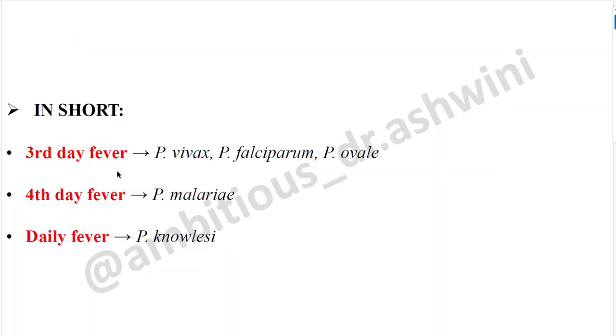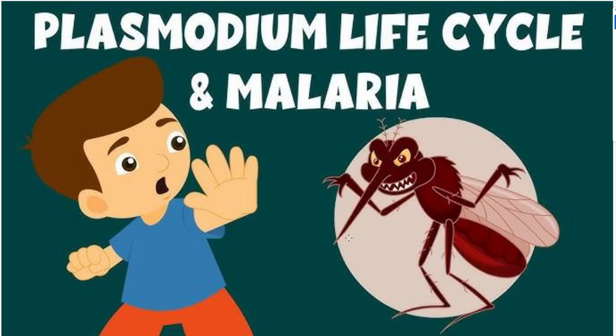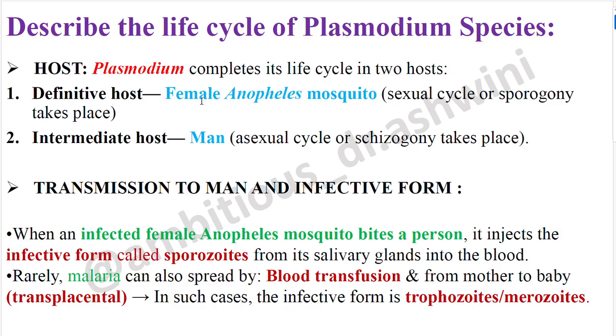In short, third day fever occurs in Plasmodium vivax, Plasmodium falciparum, and Plasmodium ovale. Fourth day fever in Plasmodium malariae, and daily fever occurs in Plasmodium knowlesi. Now we will see the Plasmodium life cycle and malaria. So the life cycle of Plasmodium species.